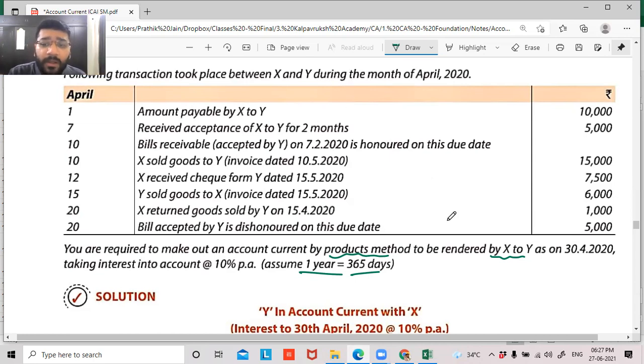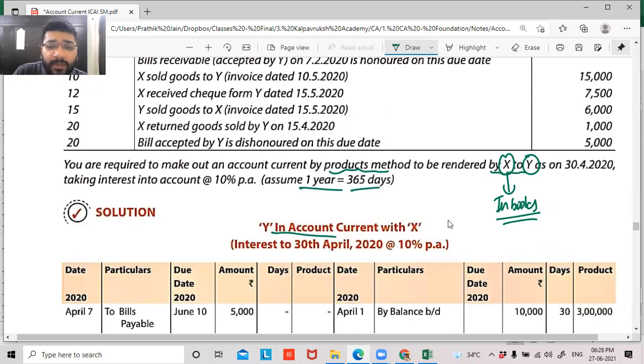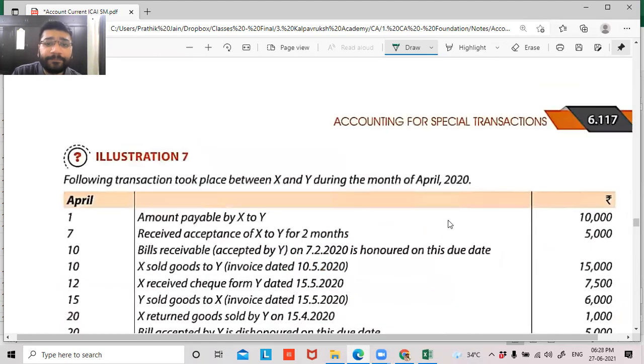So the account statement is to be rendered by X to Y. In whose books are we going to record it? X. In books of X. And to whom are we going to give the statement? To Y. So can I say it will be Y in account current with X? Y in account current with X. Interest up to 30 April 2020. So interest will be up to 30 April, guys, 30 April 2020.